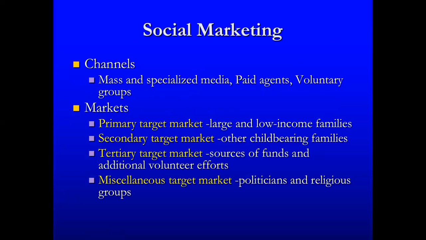Social marketing uses the usual channels as for other marketing practices. These include mass and specialized media, paid agents, voluntary groups. These are various markets associated with social marketing. The primary target market is low income families, it is large. Secondary target market is childbearing families. Tertiary target market includes sources of fund and additional volunteer efforts. And miscellaneous target markets include politicians and religious groups.